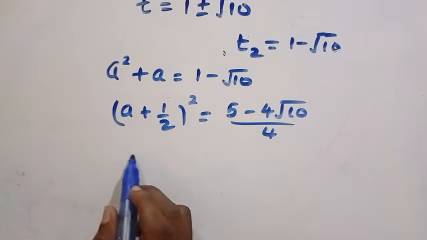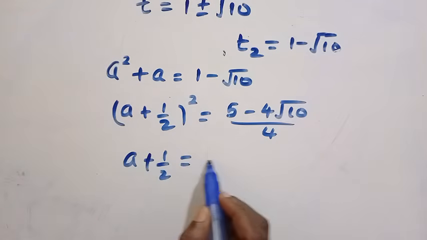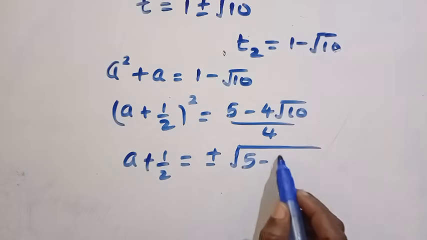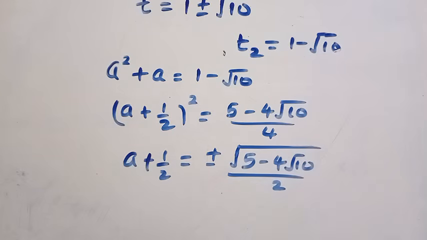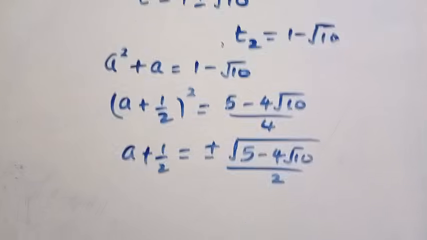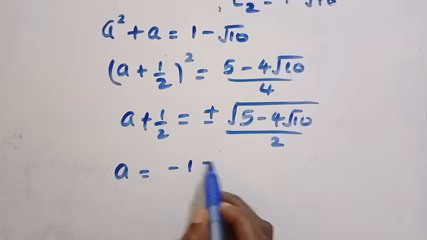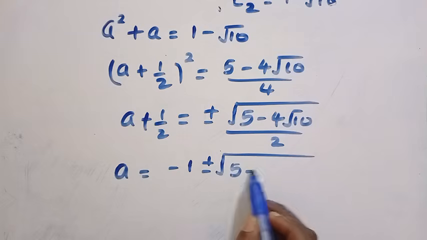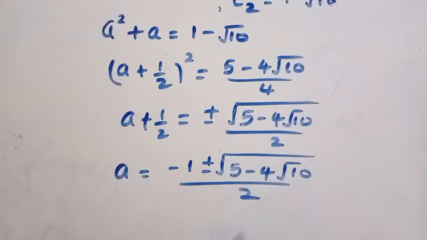And by taking the square root of both sides, we have a plus 1 over 2 equals plus or minus the square root of 5 minus 4 square root of 10, divided by 2. With this, we have a equals minus 1 plus or minus the square root of 5 minus 4 square root of 10, divided by 2.